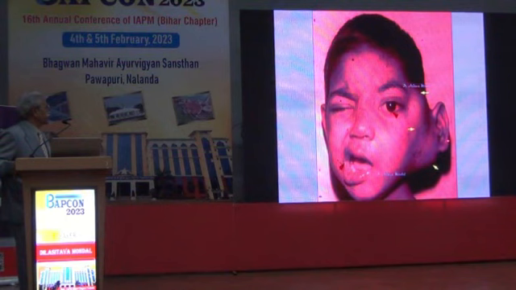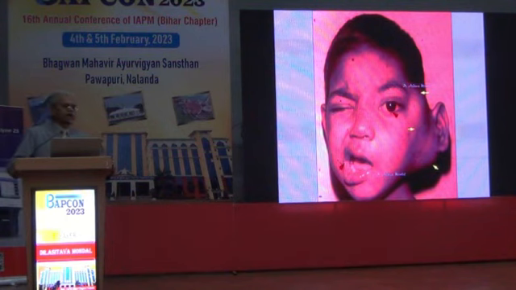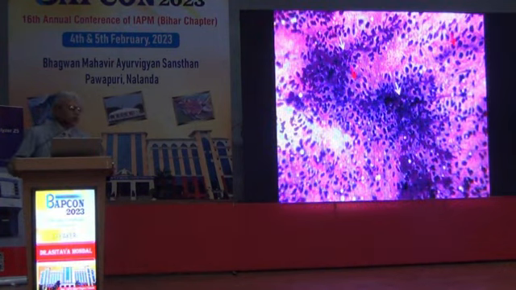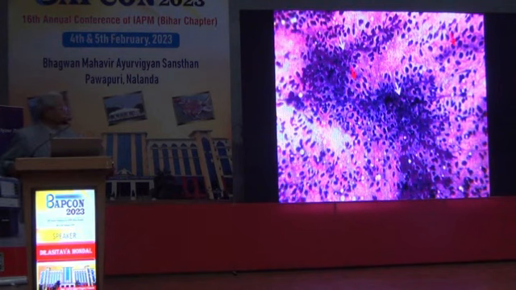This is the mass protruding the eye. Everyone diagnosed it as a malignant parotid tumor. But when he did the FNAC, we found these cells. What are the cells? It's not a parotid tumor.